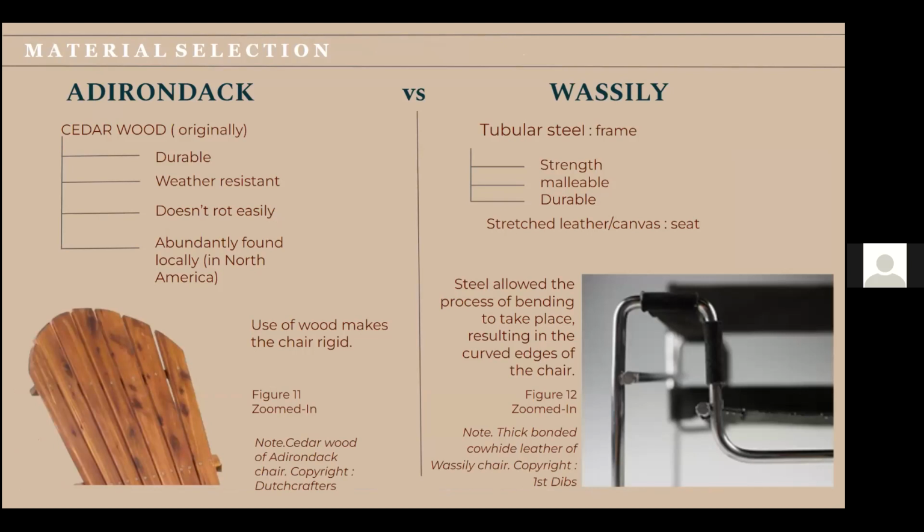Originally, cedar wood was used to make Adirondack chairs, which is resistant to extreme weather conditions and does not rot easily, making it durable. This also makes the form rigid. This softwood is eminently found in North America, where the Adirondack Mountains are located. For the Wassily chair, tubular steel was the chosen material for its properties of strength, durability, and malleability, which allowed the bending process to take place for the frame, resulting in curved edges. The seat is either made of stretched leather or canvas.